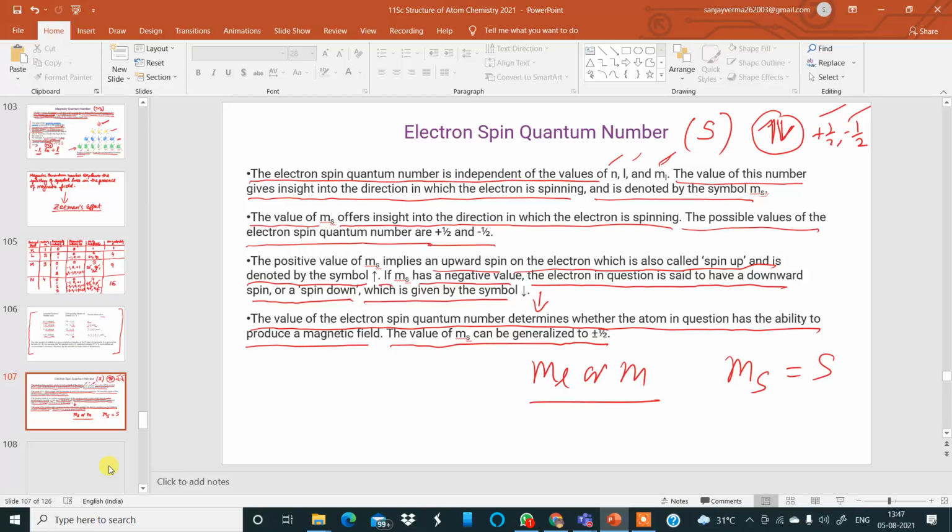So this is the last one, the spin quantum number, which completes our understanding of all the quantum numbers: principal quantum number, azimuthal quantum number, magnetic quantum number, and spin quantum number. The first three are related to each other, but the spin quantum number is independent of the previous quantum numbers.